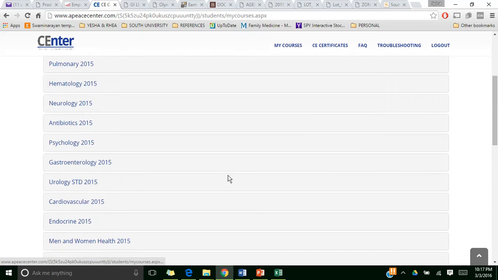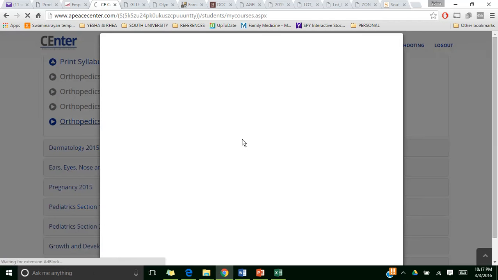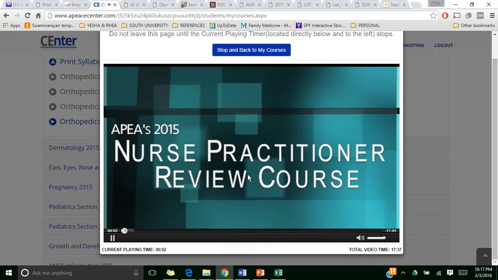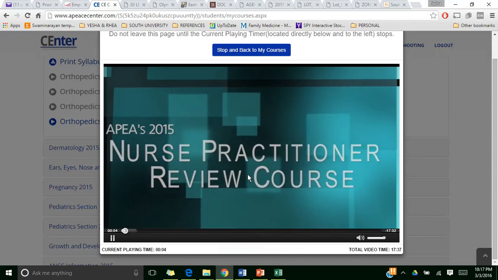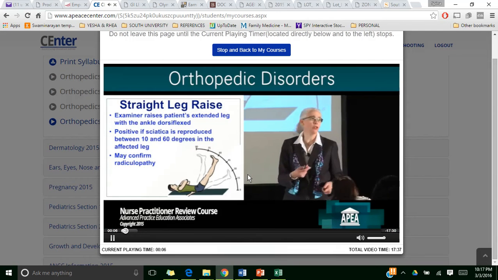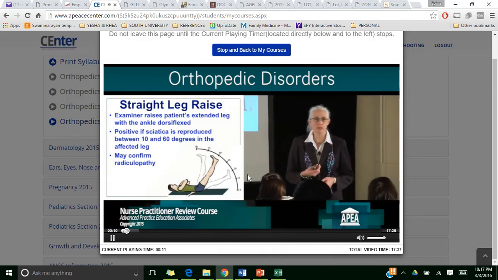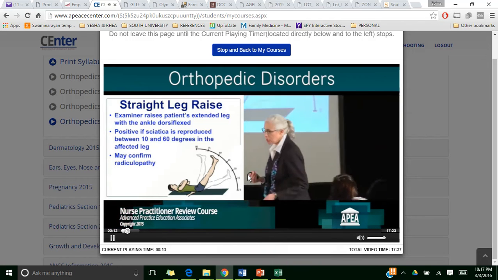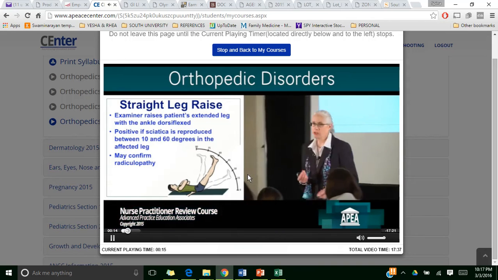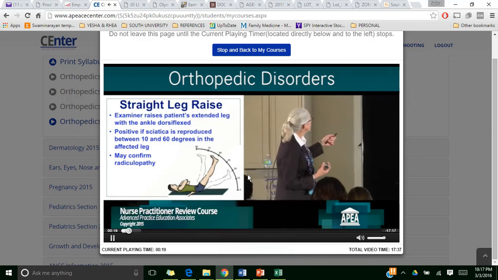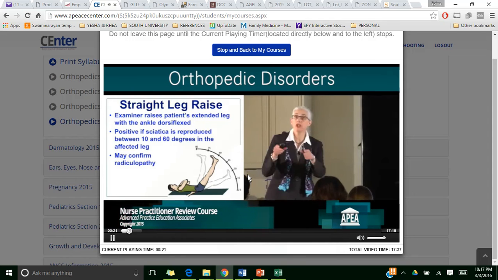What about a cross leg raise? What does that mean? It means you use the unaffected leg. That's the one where you say, listen, let me have the weight of your leg. No, don't help me. Let me do it. And slowly raise the leg. And if raising the unaffected leg produces sciatica in the other leg, it is considered a positive cross straight leg raise, all right? So this one, again, you'll be able to do very easily.